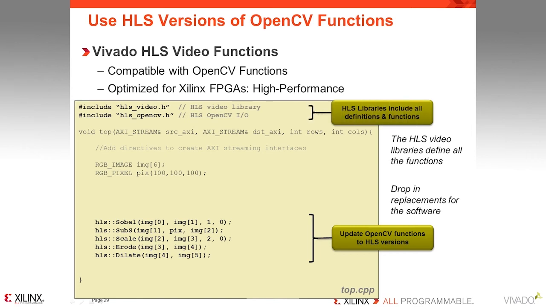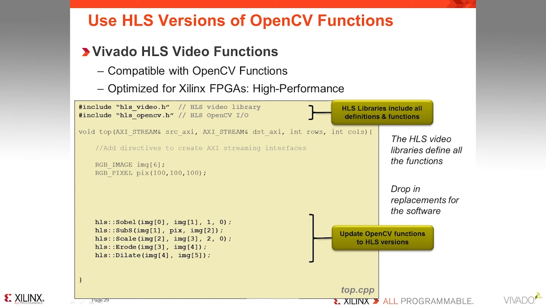These functions are all provided in the Vivado HLS library. Again, all the functions provided are listed in the user guide. But all we have to do here is include this HLS video library, and we can then go ahead and use these OpenCV functions in our synthesizable code. The advantage of using the synthesizable video library functions is that we're now guaranteed to get high performance hardware.